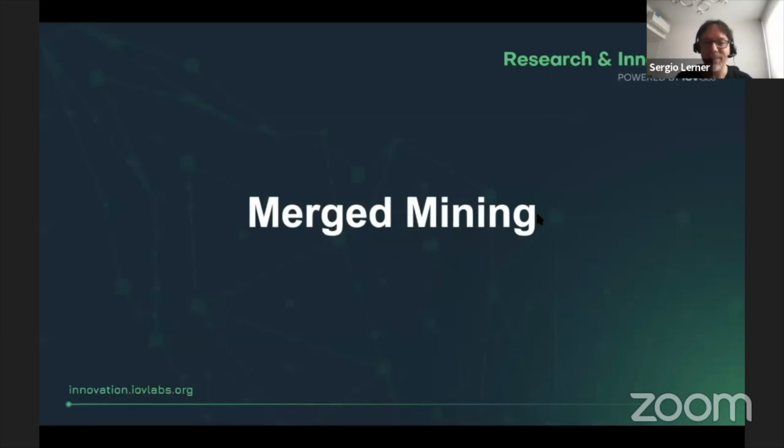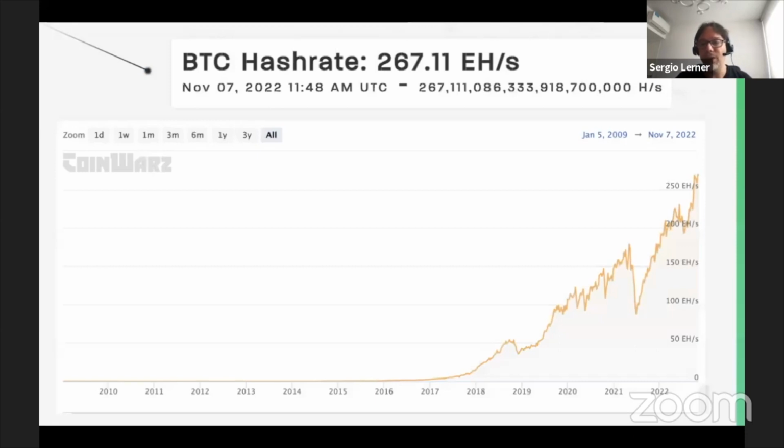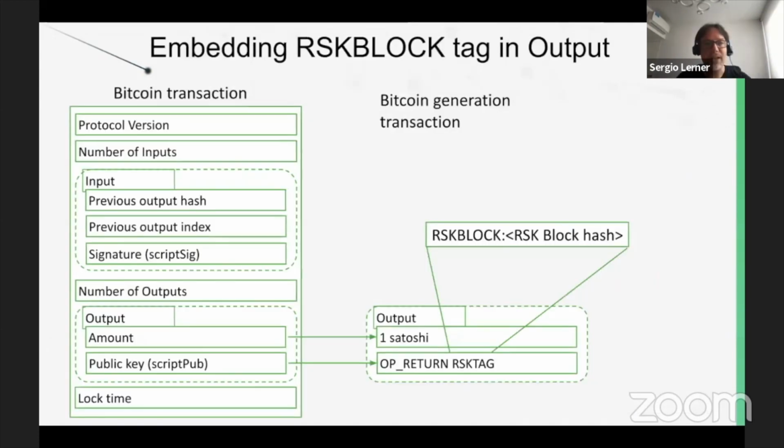Now, this was the main component of Rootstock in terms of technology, right? Not in terms of how you use it, but in terms of the technology behind Rootstock. The other huge component is the merge mining part, right? So you know that the Bitcoin hash rate is more than 200 exahash per second right now. It's huge, and as I mentioned, more than 50% of this hash rate is currently securing Rootstock. So how does this merge mining process work?